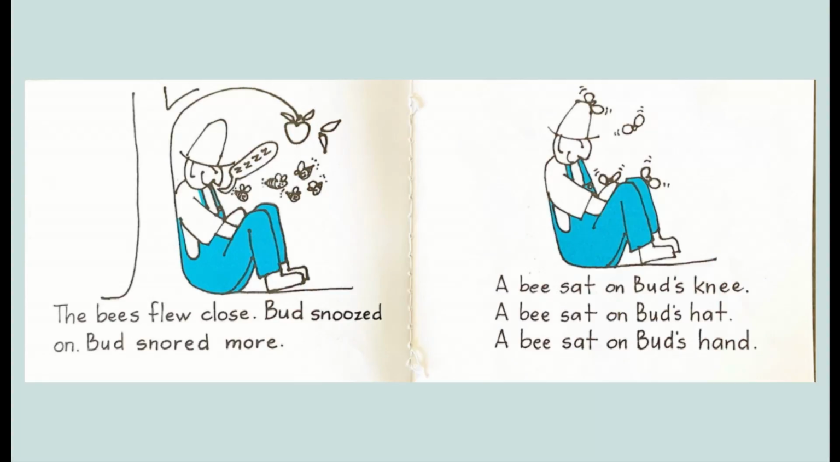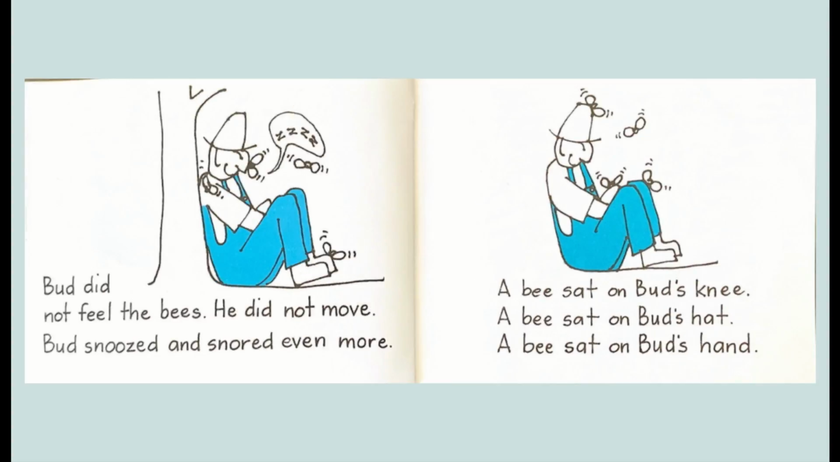Bud snored more. A bee sat on Bud's knee. A bee sat on Bud's hat. A bee sat on Bud's hand. Bud did not feel the bees. He did not move. Bud snoozed and snored even more.